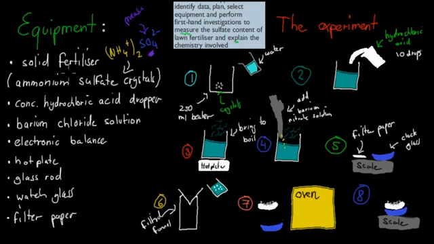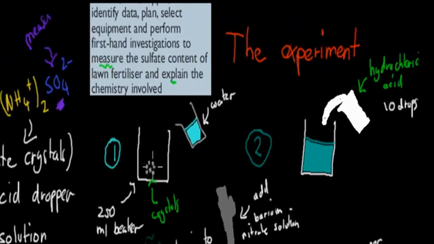First, you measure out your solid fertilizer. So roughly, let's say 1 gram of the solid fertilizer, ammonium sulfate. We measure that out using the balance. And we put that solid fertilizer into a test tube. Not a test tube, but a beaker, a 250 ml beaker. And after that, we add water in. And once we have the water in, we're going to stir to make sure it dissolves.